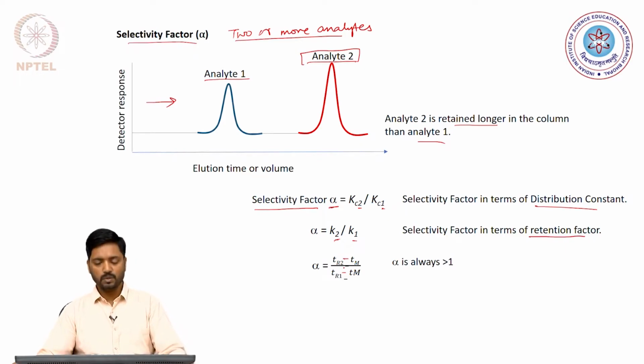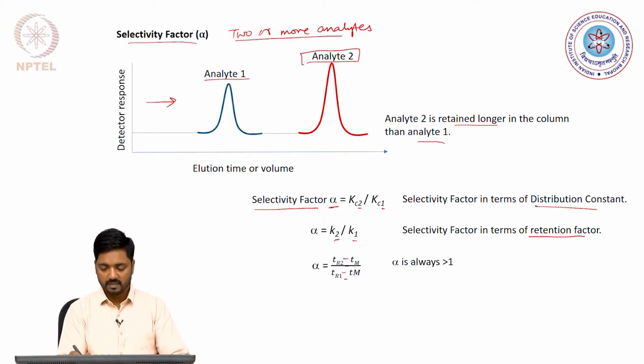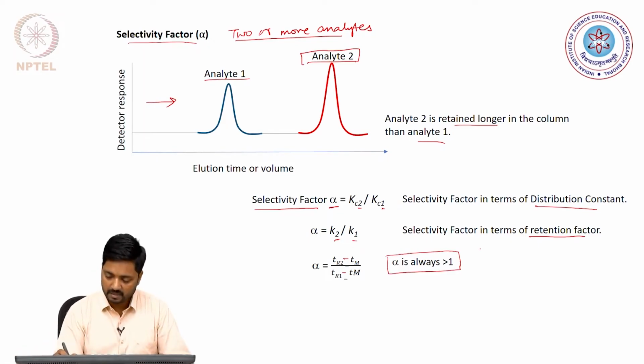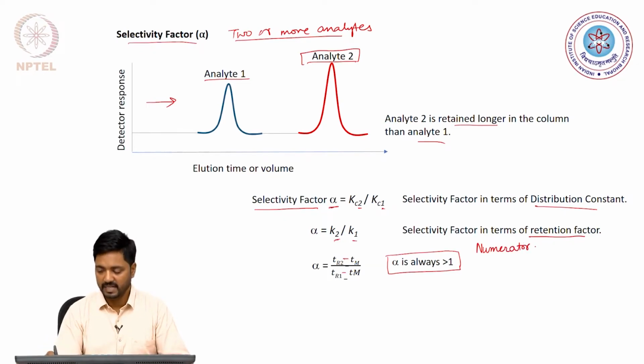Now, please note here that alpha is always described as being greater than 1. So, on the numerator we have the analyte which is retained longer on the column.